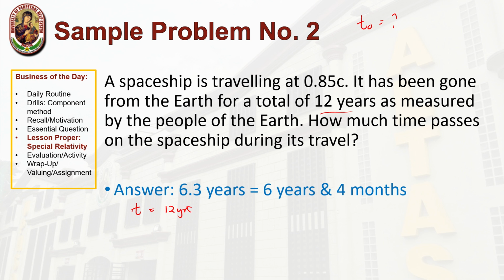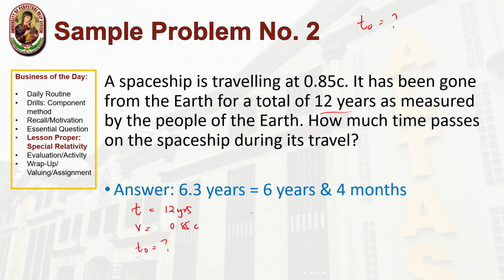Okay. And then, we also have the velocity of this spaceship. Gaano kabilis tumatakbo yung spaceship? 0.85 C. So what are we going to look for in this case? We are looking for the T sub 0, the time it takes for this spaceship according to the people on board to travel. Okay? So, kumbaga, pag tinanong natin yung mga nandun sa spaceship, ano kaya isasagot nila since sila yung nag-record habang nandun sila sa loob?